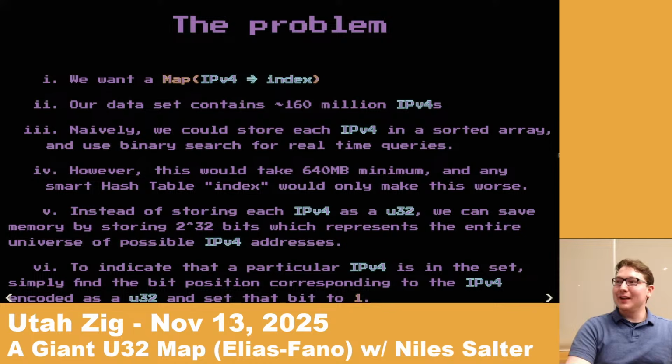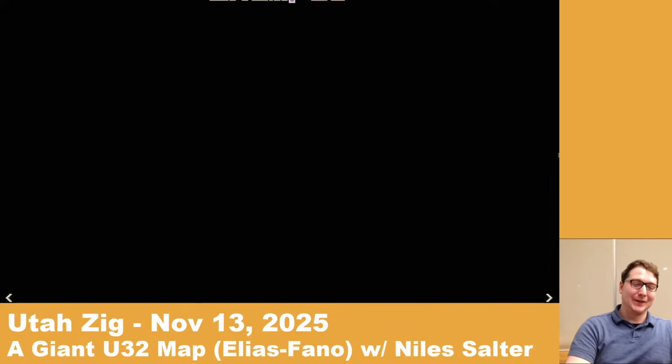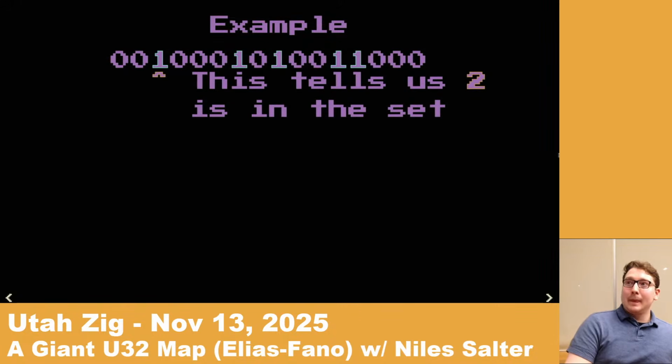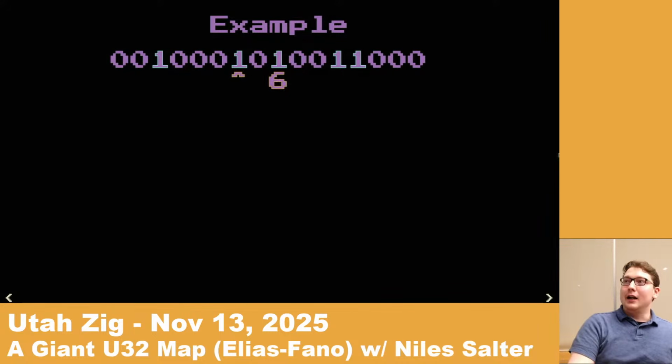So 2 to the 32 bits is about half a gigabyte. So yeah, this is half a gigabyte just to get started. Here's a basic example. Let's assume that we have IP addresses that are u4s. That means we could represent the entire universe of possible u4s with 16 bits. The idea is the same. We go to the bit at index 2, and we can set that to 1 to say IP address 2 is in the set. IP address 6 is in the set. 8 is in the set, as is 11 and 12.